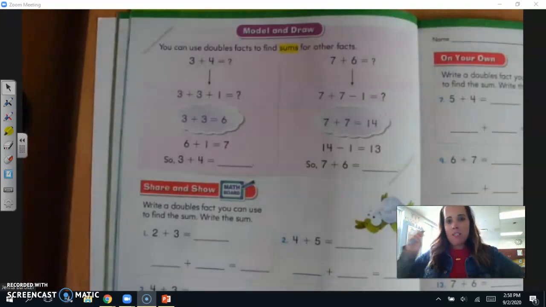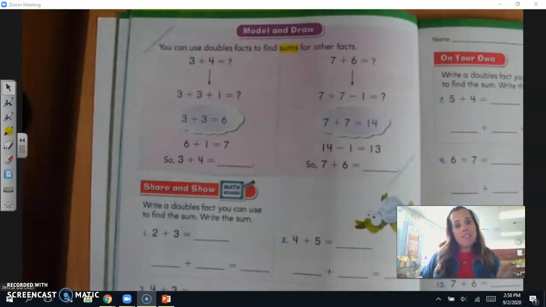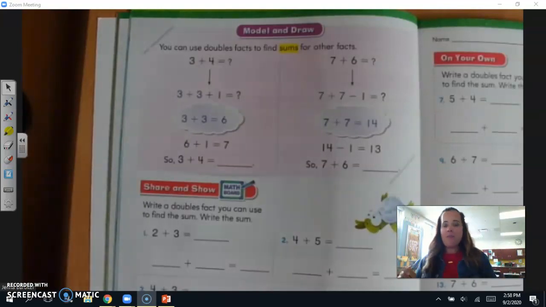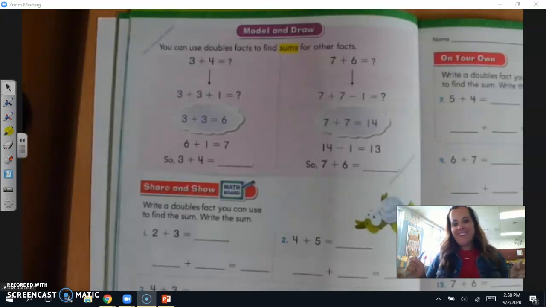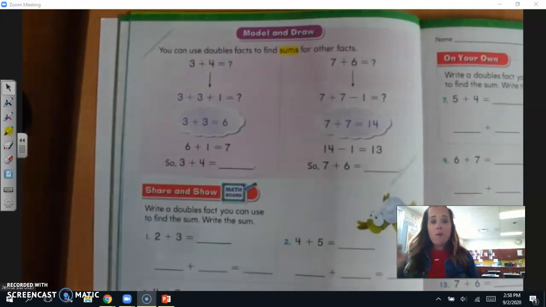Did you guys get it? What is a sum? Right, the answer to an addition problem. Perfect. So the sum is the answer to an addition problem. Hopefully that will stay in your mind and you can dance to it a little bit. Make it a little bit more fun, because learning is fun. Okay, we know what a sum is.